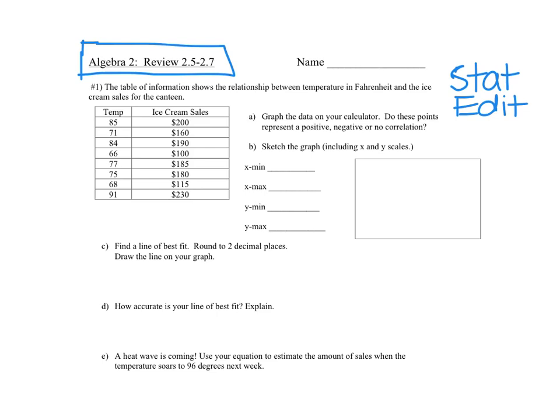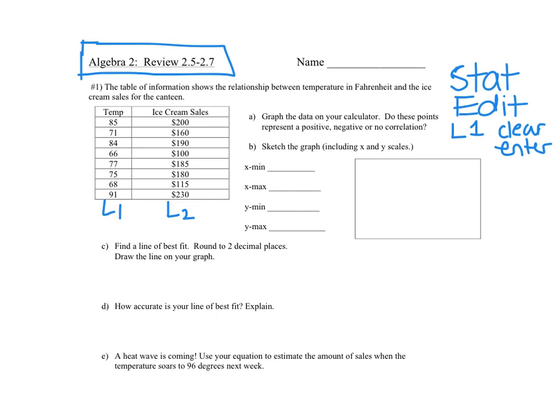Stat Edit. You're going to edit your list. Now you might have information in there. You could scroll all the way up to L1 and hit Clear and then Enter. Don't ever delete your list, but you can clear them and then do the same thing for L2. Scroll up to L2 and hit Clear Enter. All right, now you're ready to input your data points into your calculator. So L1 are going to be the temps, and L2 is going to be the amount of sales for the ice cream.